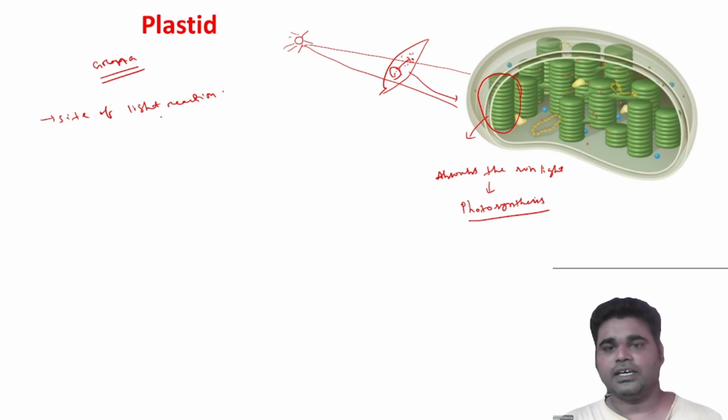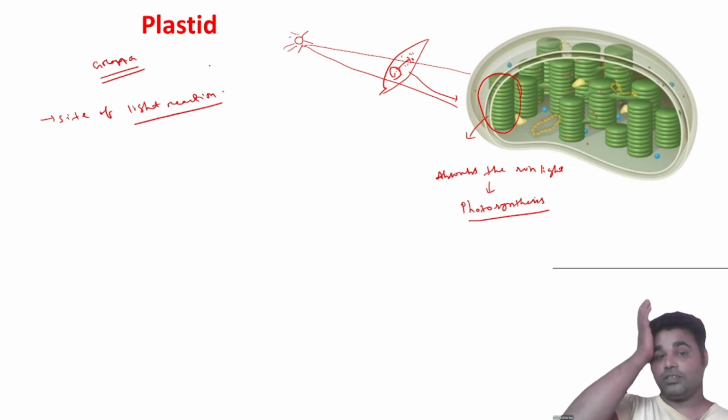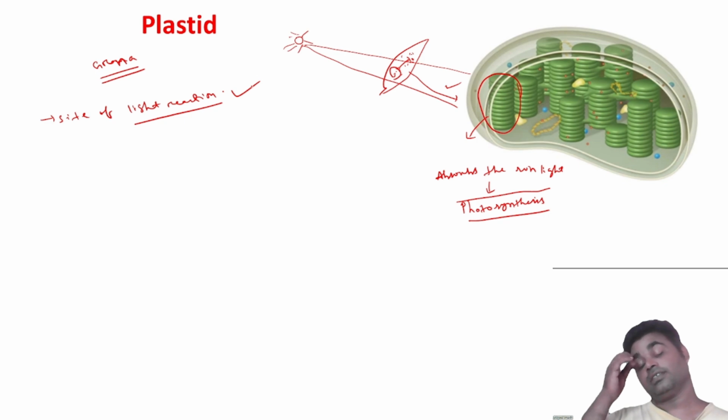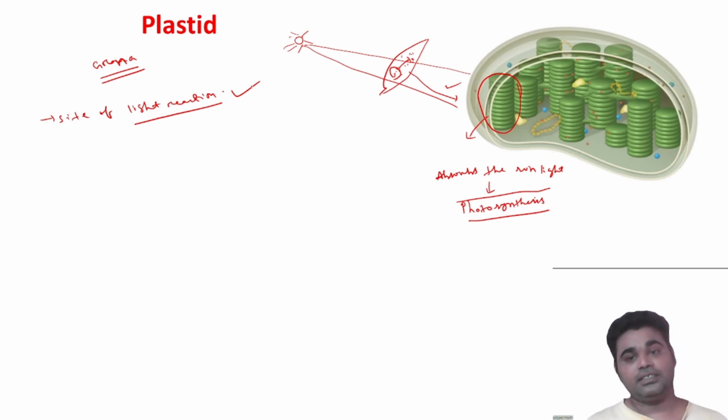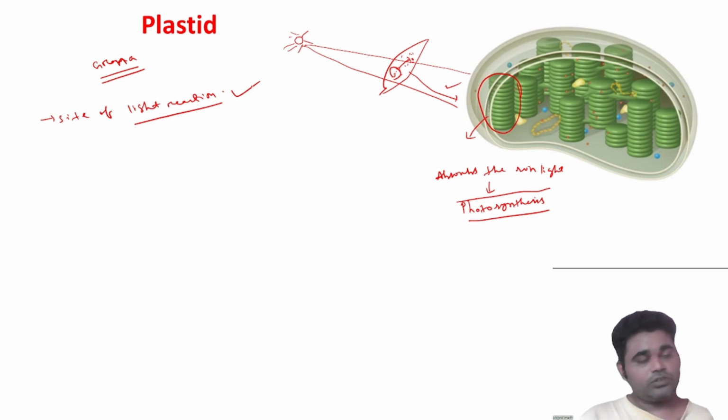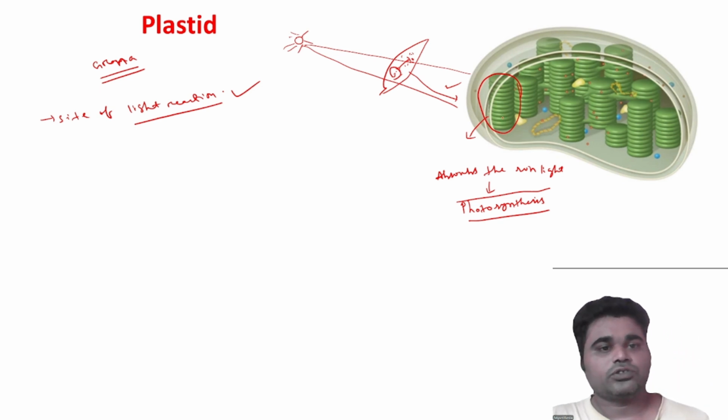Why is it called the site of light reaction? That means in the presence of light, some reactions are present, and that is called photosynthesis. So that's why, most importantly, the grana is called the site of the light reaction. That means it performs photosynthesis. So now come to the stroma. What is the function of the stroma, or the watery part, the liquid part?